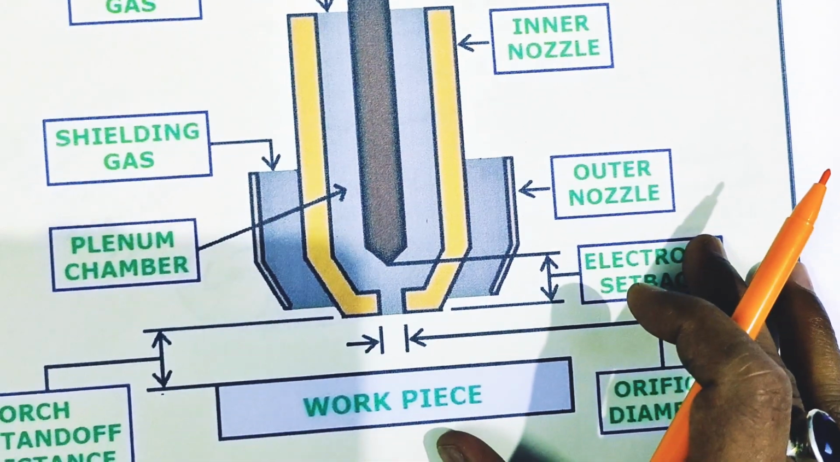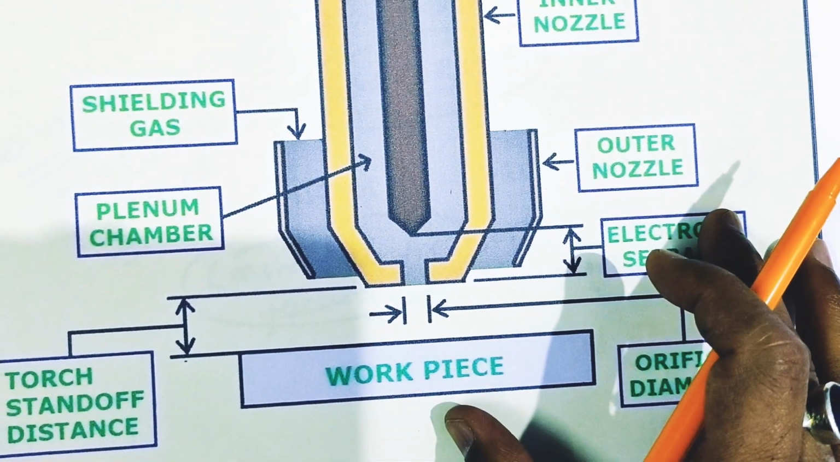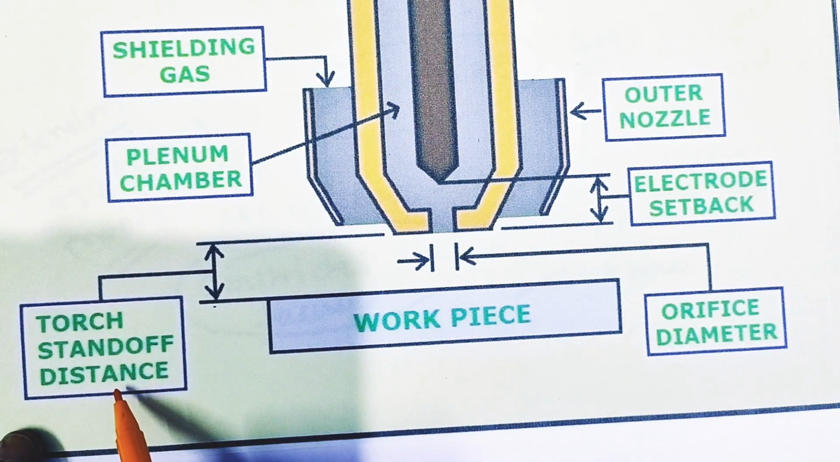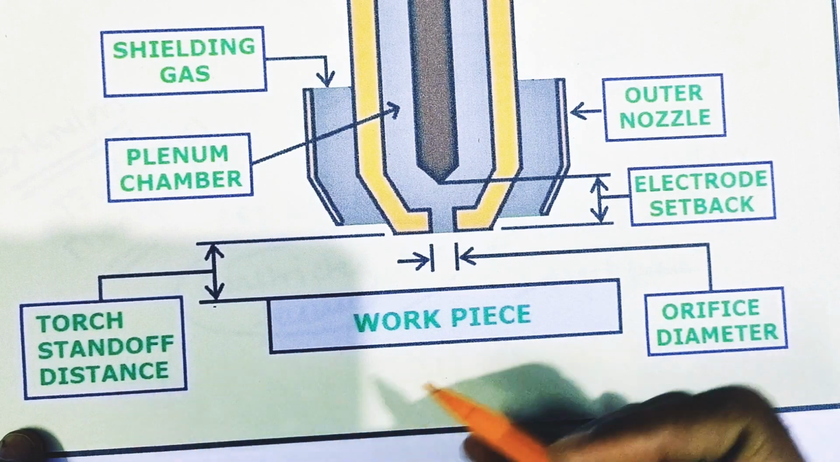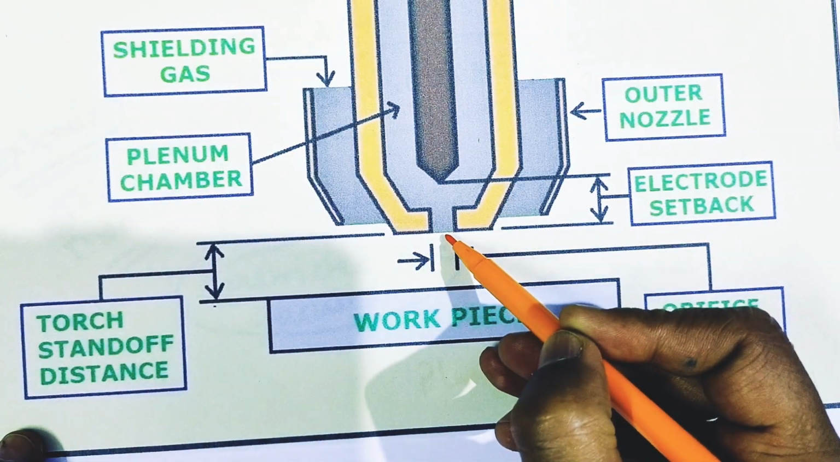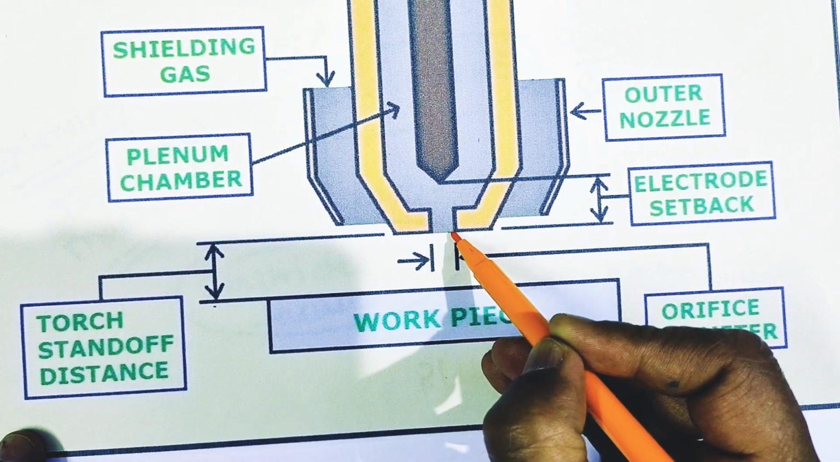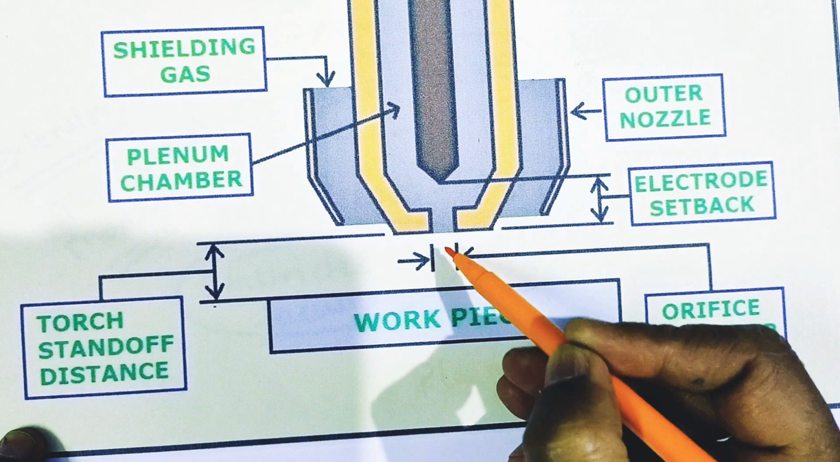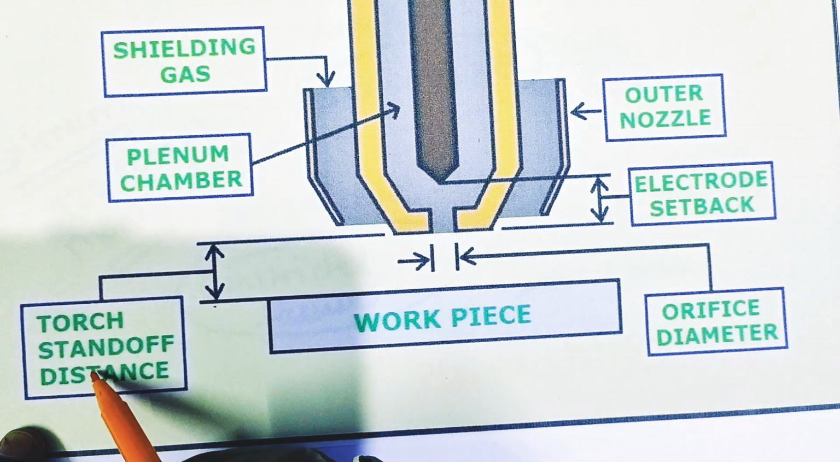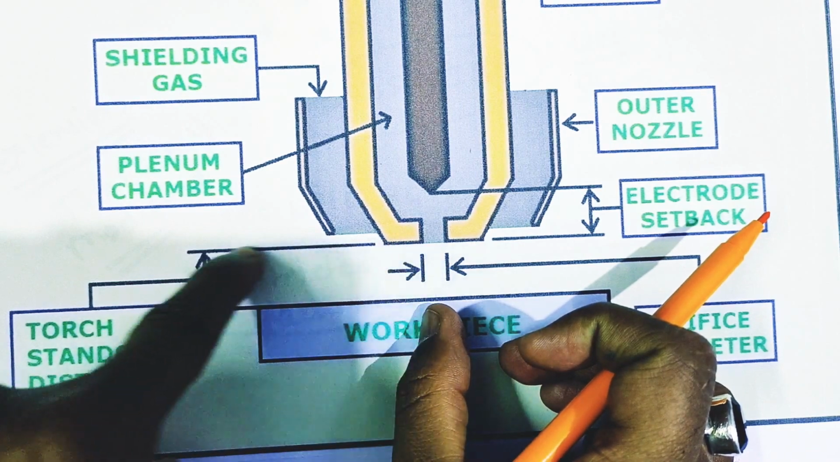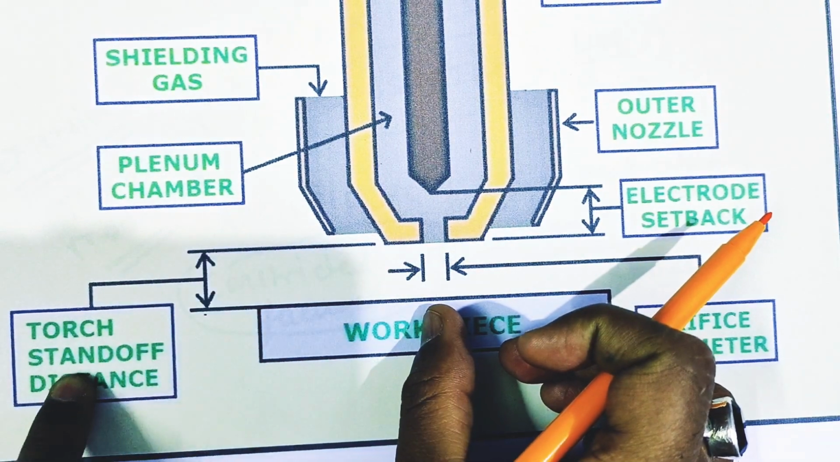Now some important terms which are used in plasma arc welding is this torch standoff distance. Torch standoff distance is nothing but the distance between the outer face of the constricting nozzle and the workpiece. This distance is called as torch standoff distance. Here you can see the workpiece distance and this nozzle tip distance.